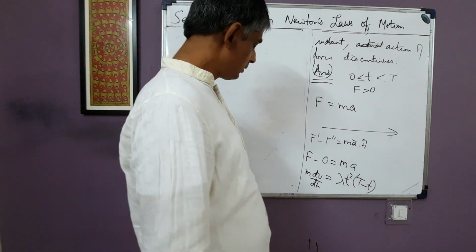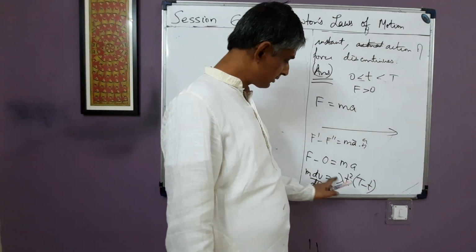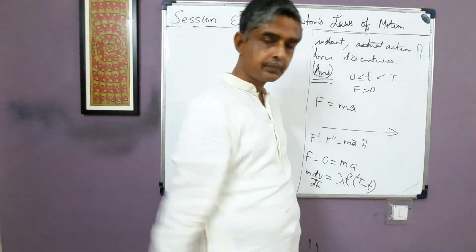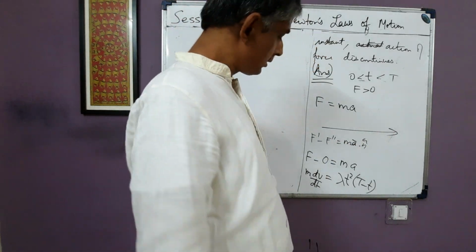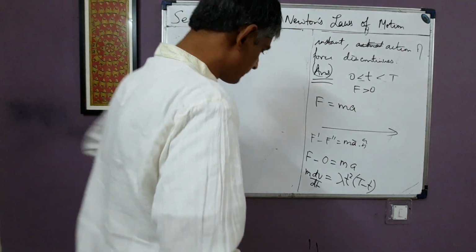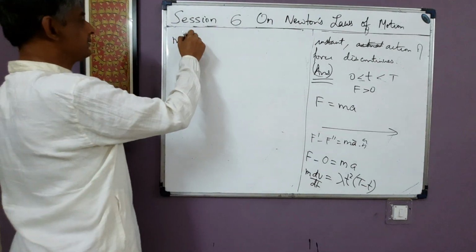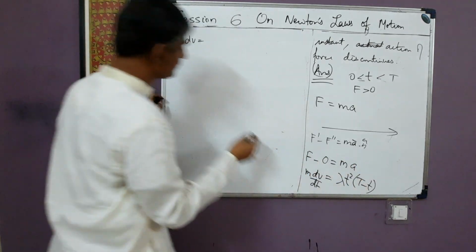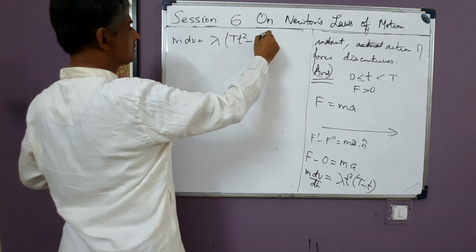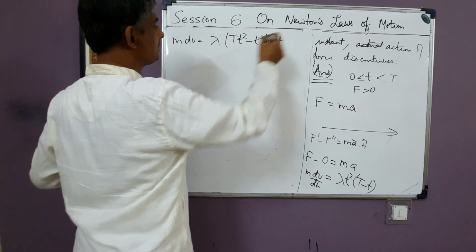So what we do first, we determine the speed of the point at some arbitrary instant small t, and then write v as ds by dt and then integrate again. Then we get the distance covered by the point in the required time interval. Okay, so I write this as m dv equal to, I shift dt to the right side, that becomes lambda into tT square minus t cube into dt.